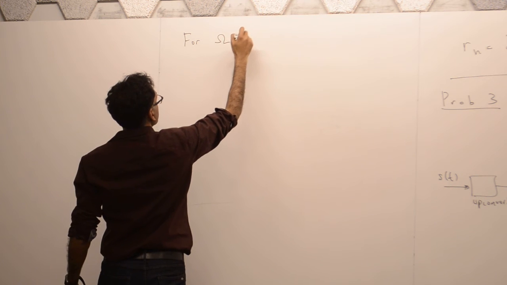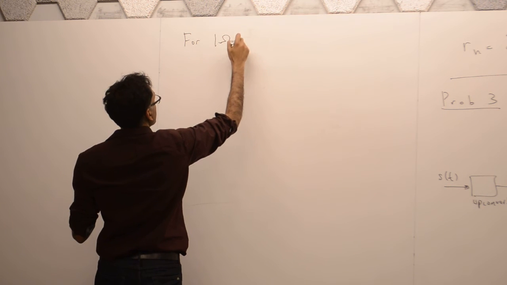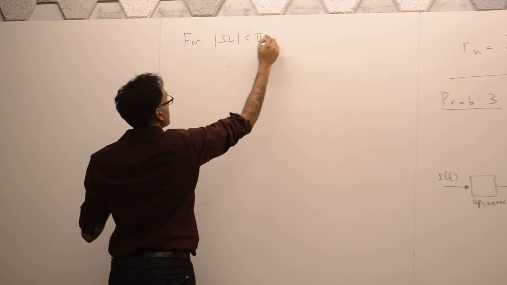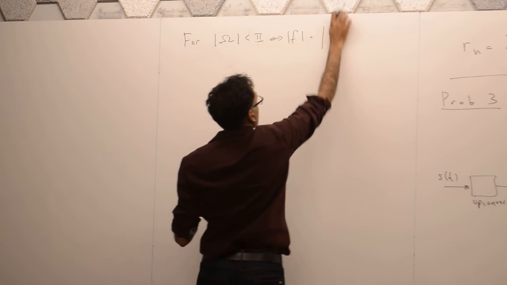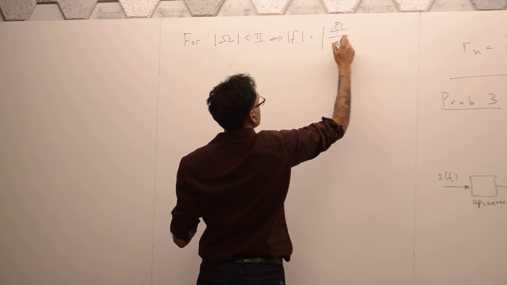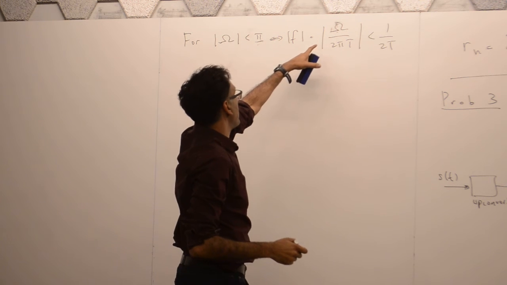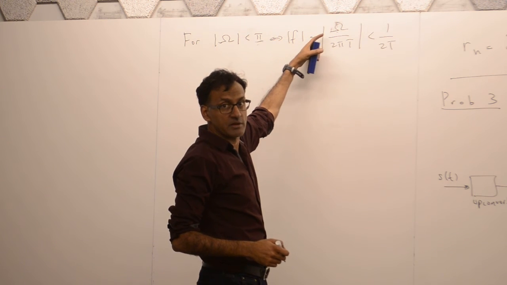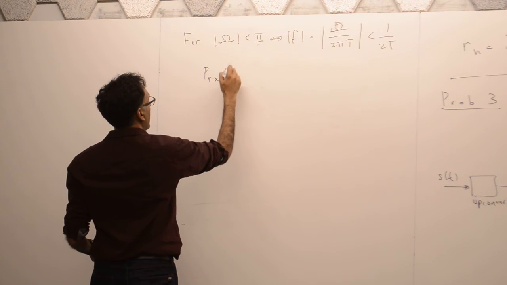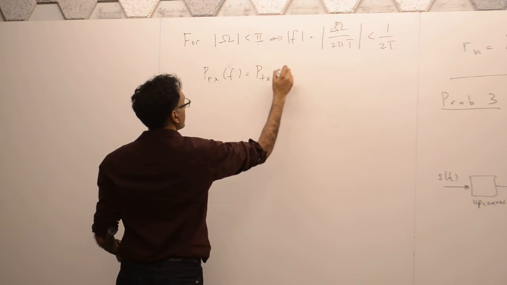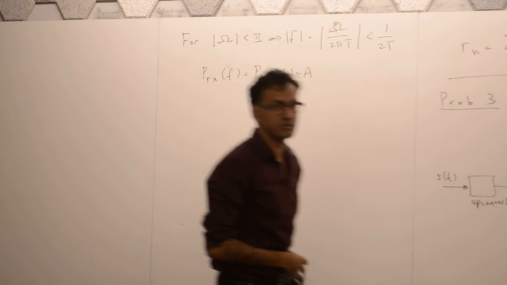For omega equal to f, if omega is less than pi, that implies that f, which is omega over 2 pi t, has to be less than 1 over 2t. Because the maximum value of omega is pi, it'll be 1 over 2t. So that implies here that P_Rx of f equals P_Tx of f is equal to a, in this frequency range, because they're both a.